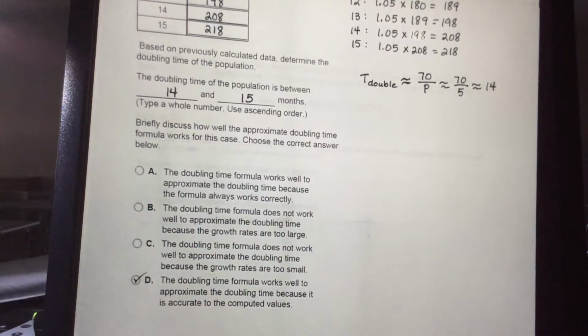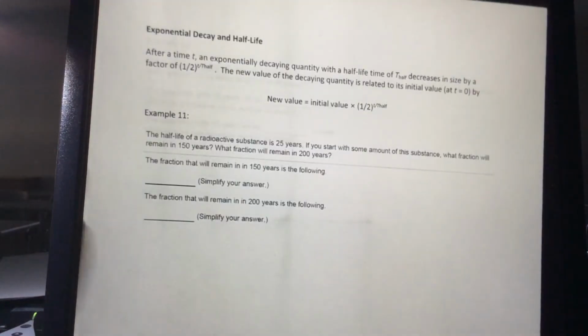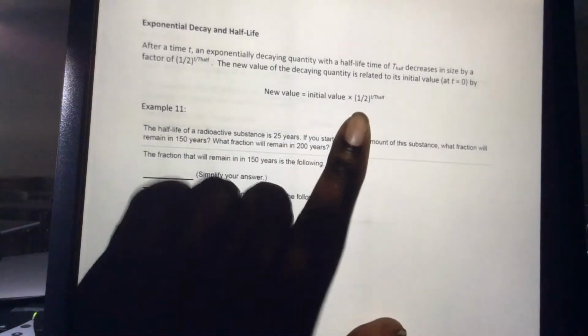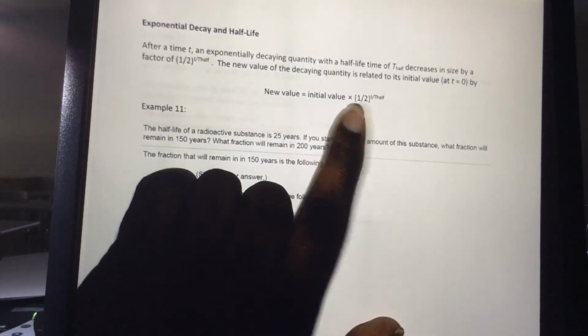Okay, next we'll talk about exponential decay and half-life. After a time t, an exponentially decaying quantity with a half-life of t sub half decreases in size by a factor of 1/2 to the t over t sub half. The new value of the decaying quantity is related to its initial value at t sub 0 by this formula: the new value equals the initial value times 1/2 to the t divided by t sub half. Similar to the one for exponential growth, but here the exponent's base is 1/2.